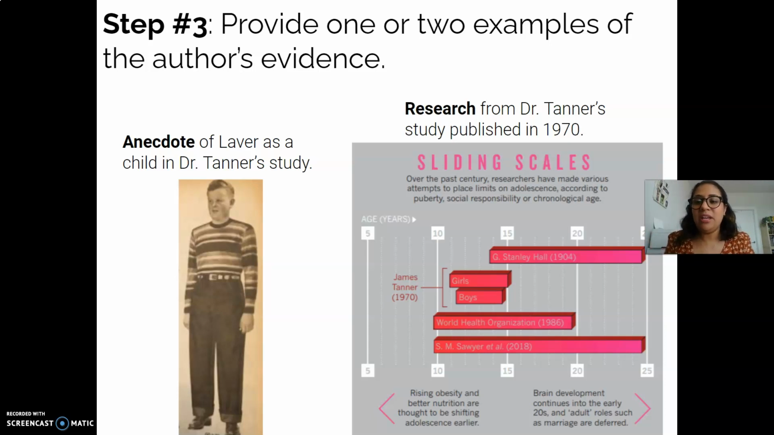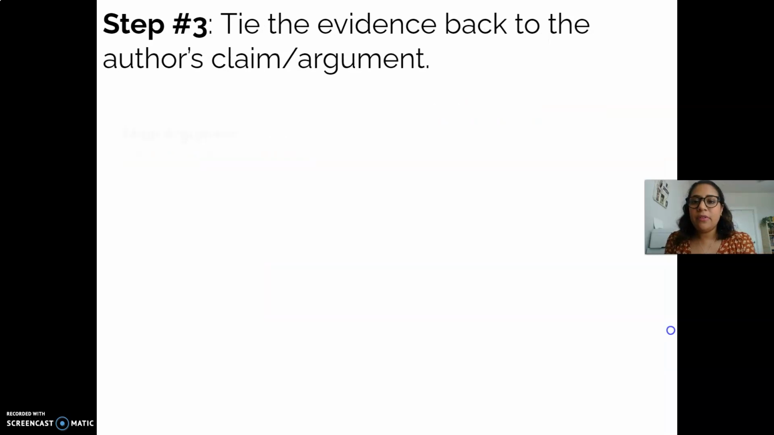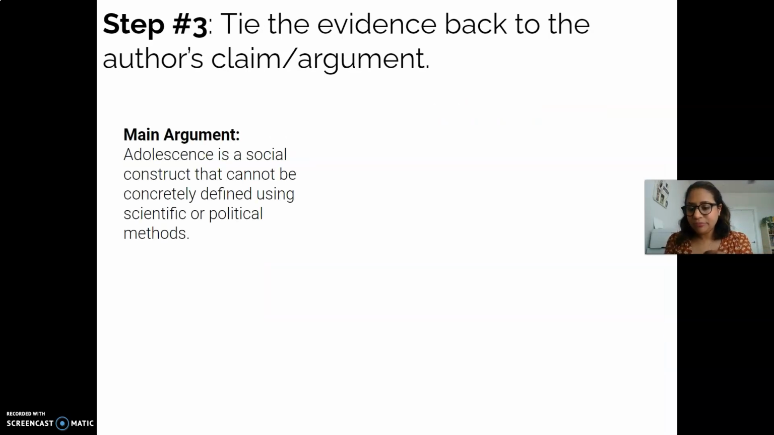So here's an image. It's not of LeVere, but it gives the idea that she is sharing a personal story from LeVere's experience as a subject in Dr. Tanner's study. And then here we see there are actually various research studies shown on this image. It's not just Tanner's study, but also Hall's study and Sawyer's study, which she does talk about in the article. So if that is step 3, step 4 is to tie the evidence back to the author's claim or argument.